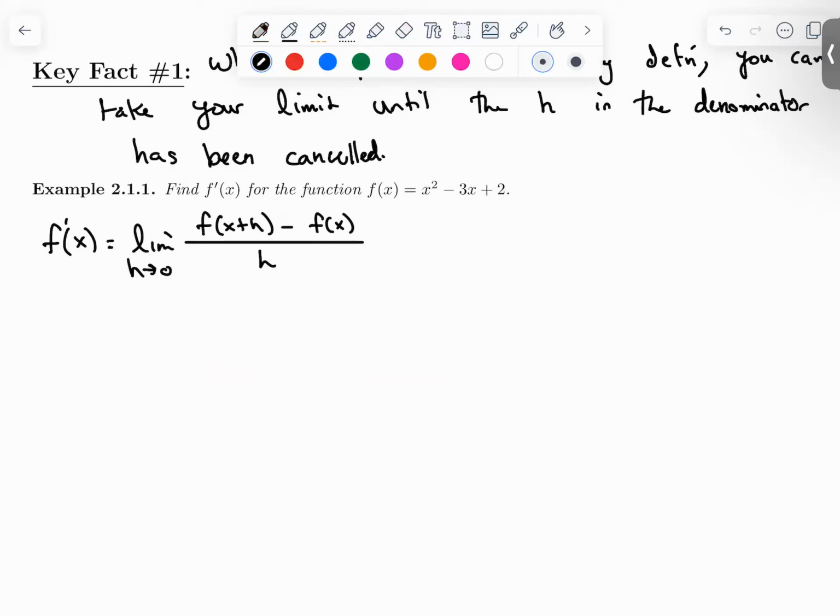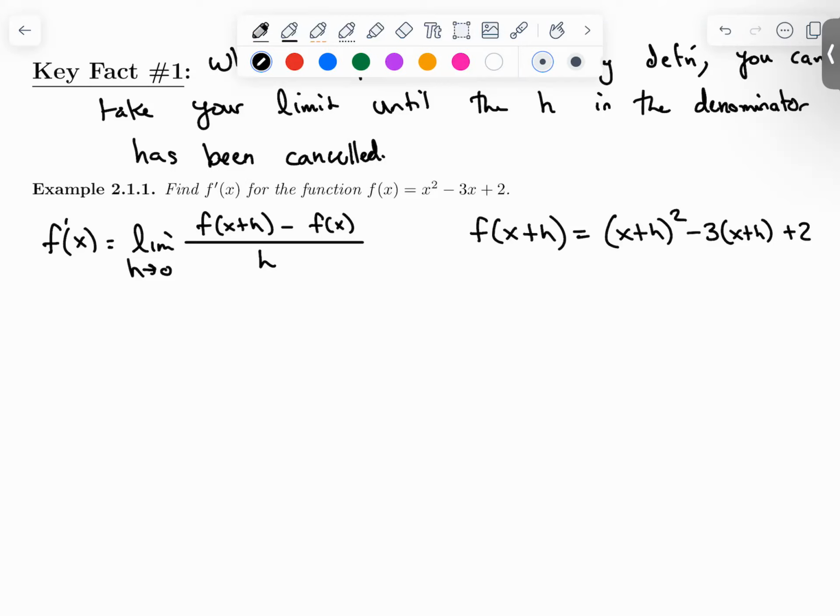if you feel comfortable doing it, do it as you go along. But I find that when students first start off, it helps them to find f of x plus h separately. So that's asking a lot to keep in mind if you do it the other way. So f of x plus h is x plus h squared minus 3 times x plus h plus 2. You guys see the difference?